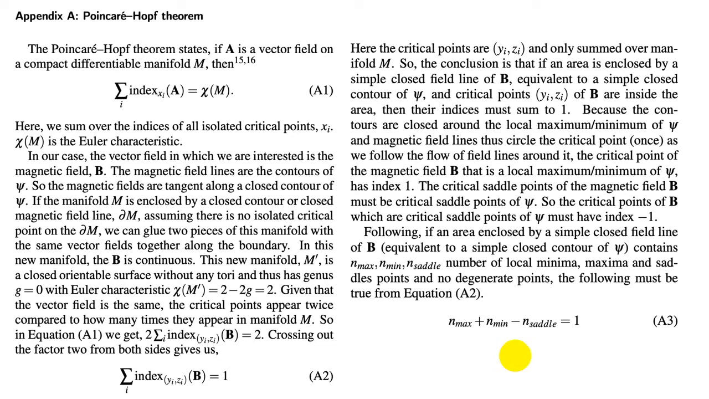Let's say you have two critical points in a system, and they're both local maxima. You cannot really draw closed magnetic field lines around them, right? Because that will violate this: the number of local maxima and local minima is two, and the number of saddle points is zero, so two doesn't equal one. So you can use that to manipulate all these things by creating interesting contradictions.